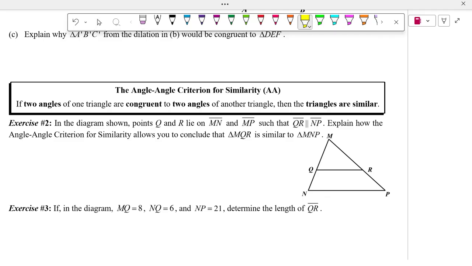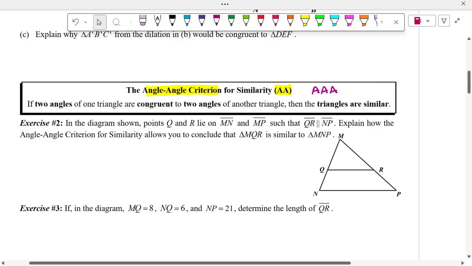The first one is the angle criterion, which is AA. You may also see it as angle. You can either state it as angle, angle or angle. The reason you can just state it as angle is because of the third angle theorem of triangles, meaning that if you have 2 sets of congruent angles, then obviously the third set is going to be congruent based off the triangle sum theorem. So either way you state it, it doesn't matter.